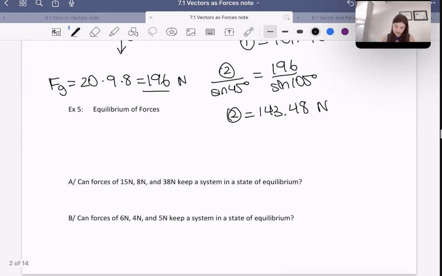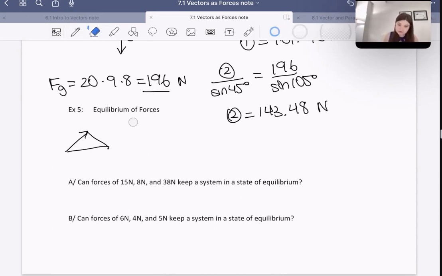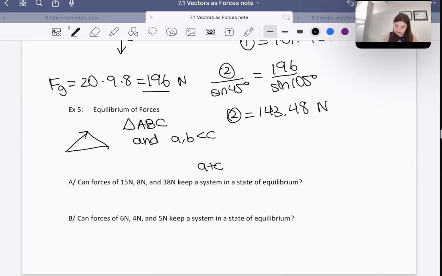Let's talk about the equilibrium of forces. So basically, an equilibrium of forces is when 3 forces are stable or create a triangle. So 3 forces in the state of equilibrium might look like this, right? 1, 2, 3, right? They create a triangle like this, right? And so if we have triangle ABC, and A and B are both less than C, then we would need for A plus B to be greater than C in order to be able to create a triangle, right?